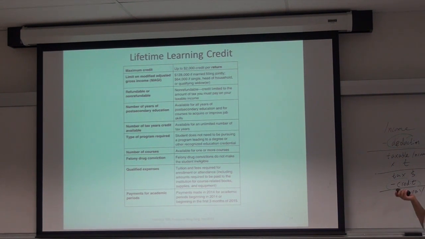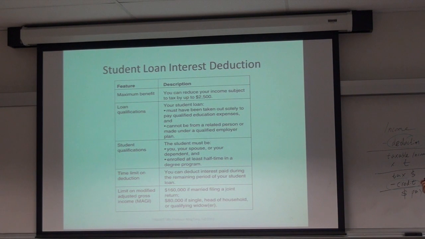And then deduction. We have the student loan interest deduction. So you can reduce your income subject to tax by up to $2,500 a year. Student qualification: it must be you, your spouse, or your dependent, enrolled at least half-time in a degree program. And there is a limitation on income. High-income people don't qualify.